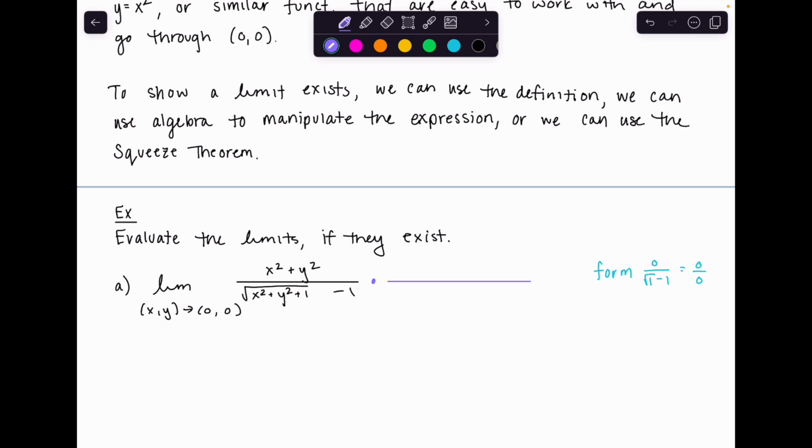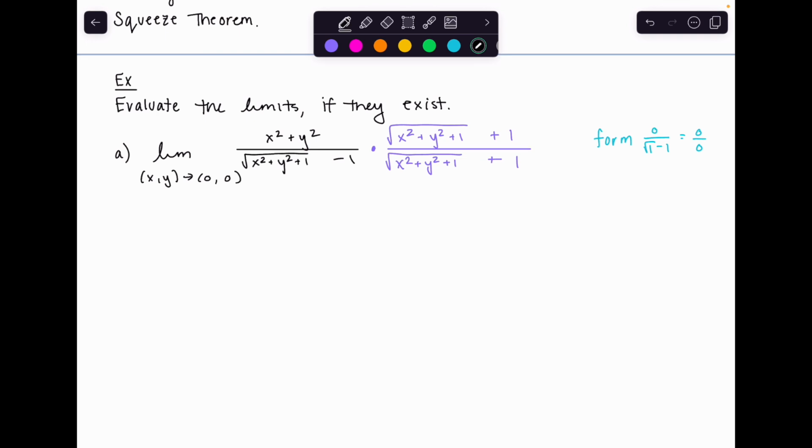So if I do that, that's the square root of x squared plus y squared plus 1 plus 1. And if I do that in the bottom, I've got to do it in the top. Okay. I absolutely do not want to distribute this stuff out in the numerator, so I'm just going to leave it as is, as something times something. So I got a giant fraction. I've got x squared plus y squared in the top times this radical.